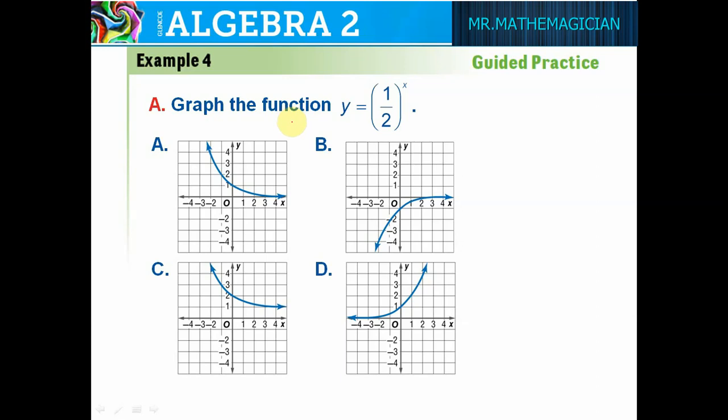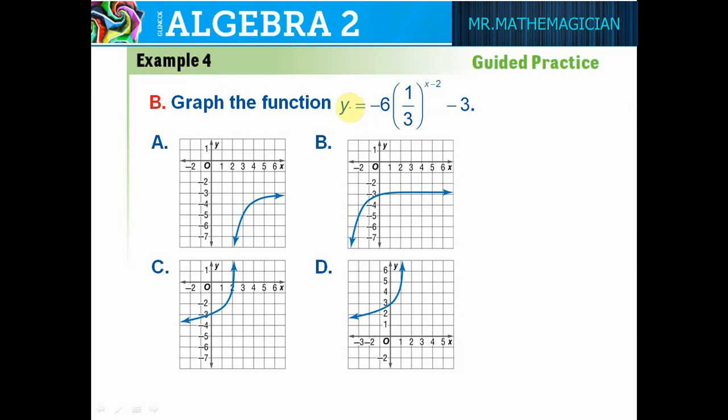Now, graph the function y equals half to the power of x. Half to the power of x, it's exponential decay. So it takes this shape or this shape, A or C. So we cancel the B and D. So what will you choose? Yes, it should be A.